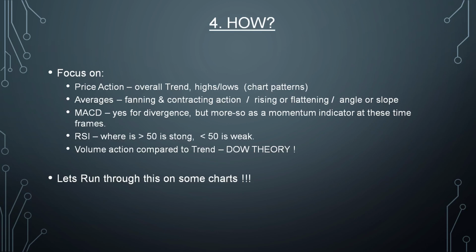I focus on the MACD, yes, for divergence or convergence, but more so as a momentum indicator at this time frame. Remember, we're at the weekly, okay? RSI, this is where you can use the RSI for trend, and that's where greater than 50 is a strong trend. Sorry about the spelling error there, I just noticed. And less than 50 is weak, and you'll see that on the charts I'm about to show you. Volume action compared to trend. And that's a little bit more on the Dow theory, which we can continue to touch on as we go through.